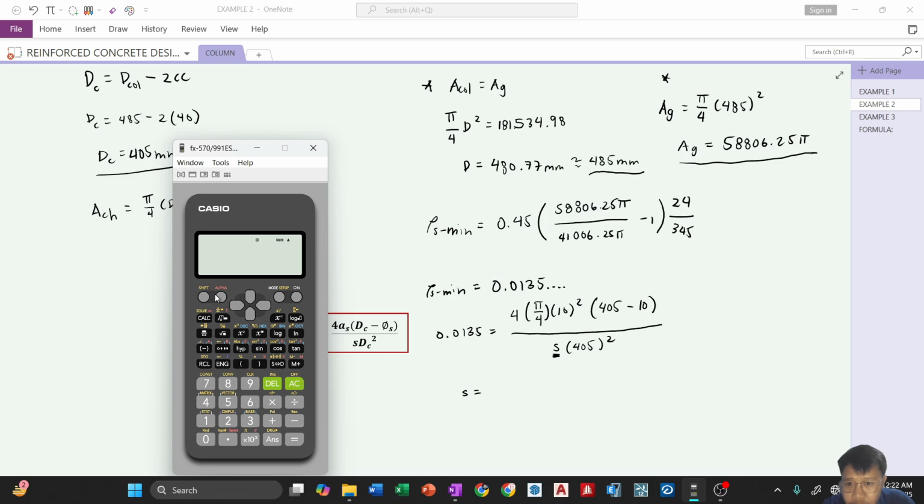Okay? So yung stored value natin for B is equal to quantity 4. Okay, magka-cancel na yung 4 siguro dito. Pi na lang natin diretso. Okay? Pi 10 squared. Tapos 405 less 10. Okay, and then this is the value of X, unknown, 405 squared. Okay? We can now solve for the value of S. Okay? So the value of S is 55.68.